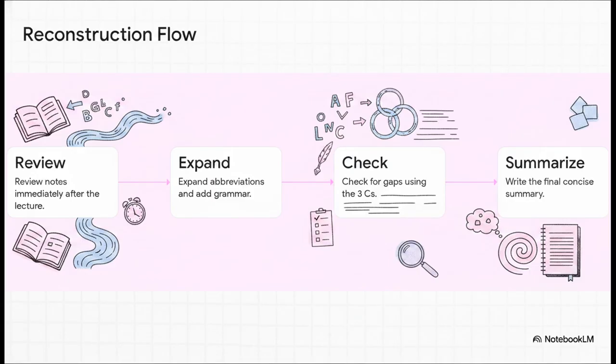Step 1, review your notes immediately after the lecture wraps. Step 2, expand those fragmented abbreviations and get your grammar back in there. Step 3, grade yourself. Check for gaps using the 3 C's, which are clarity, comprehensibility, and completeness. And finally, step 4, write that final, concise summary using your own words, focusing only on the main takeaways.